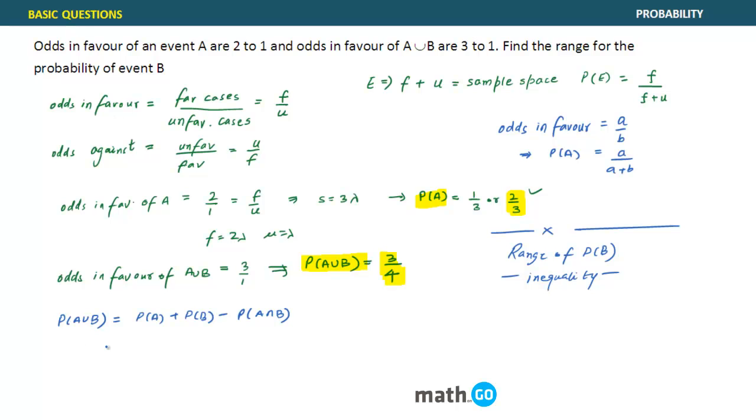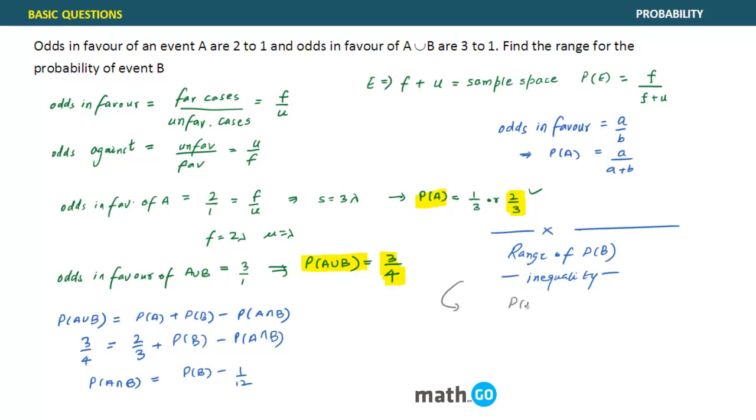Just start putting in the values. It says 3 by 4 is nothing but 2 by 3 plus PB minus probability A intersection B. If I solve this, I intend to write that P of A intersection B is PB minus 1 by 12. Now let's see how I am going to introduce the inequality portion over here.